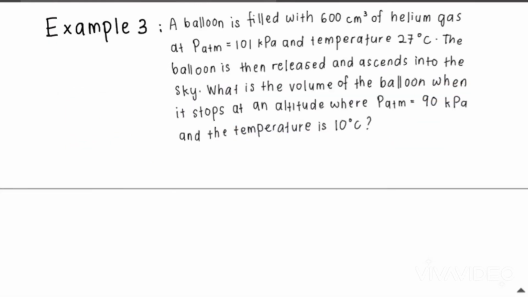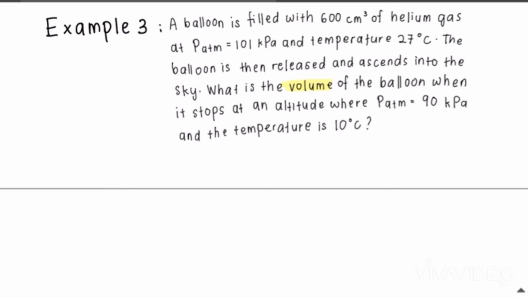Okay, let's try the final example. A balloon is filled with 600 cm³ of helium gas at atmospheric pressure of 101 kilopascal, and temperature of 27 degrees Celsius. The balloon is then released and ascends into the sky. What is the volume of the balloon when it stops at an altitude where atmospheric pressure is 90 kilopascal and the temperature is 10 degrees Celsius? So, this question asks you to find the volume. Okay, read the question properly and find what the question wants. So, it needs the volume.